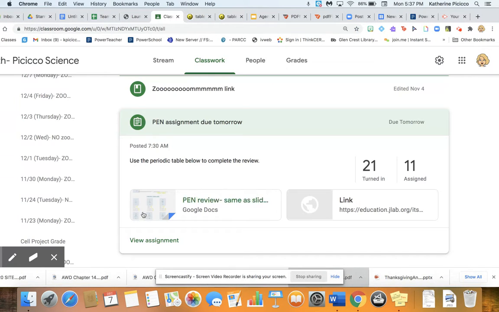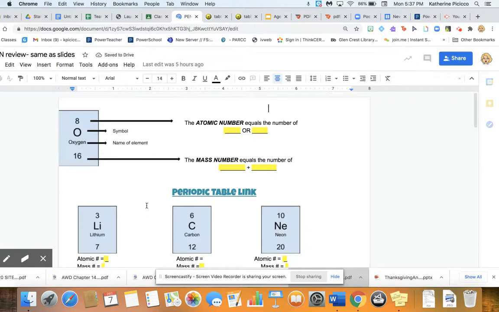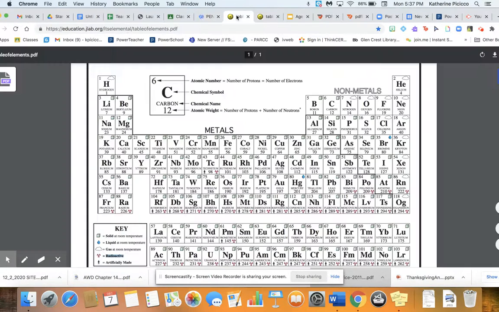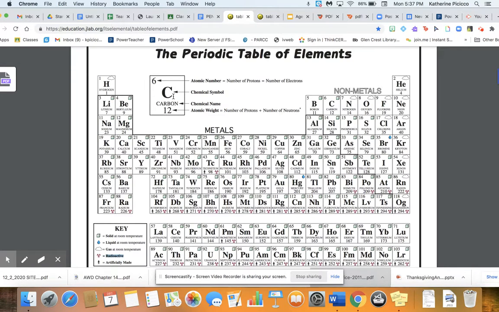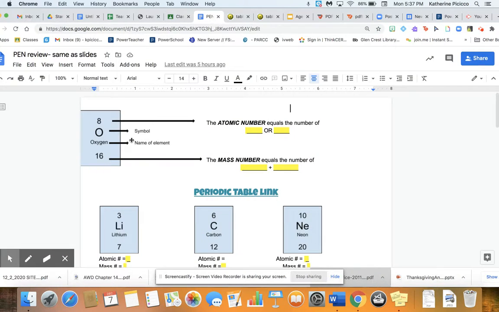The other thing that you want to click on is called PEN review, P-E-N. PEN stands for proton, electron, neutron, okay? And there's a couple things that we did. So basically, by looking at the periodic table and looking at just the box, you can tell how many protons, electrons, or neutrons, what we call PEN, are in each of these elements. So let's look at an example.